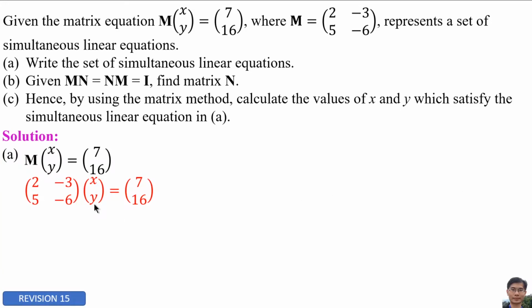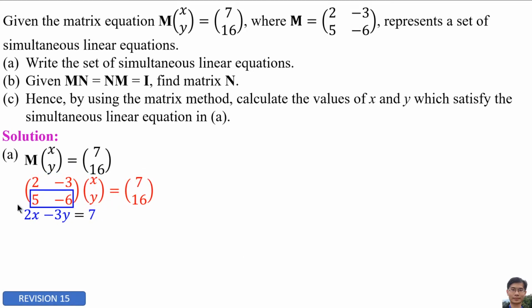This is multiplication of matrix. For multiplication of matrix, always the row is multiplied by the column. The first row of the matrix multiplied by the first column equals the first row, first column, that is 7. What is the meaning? First row multiplied by first column means 2 times x, 2x, and -3 times y, -3y, equals 7.